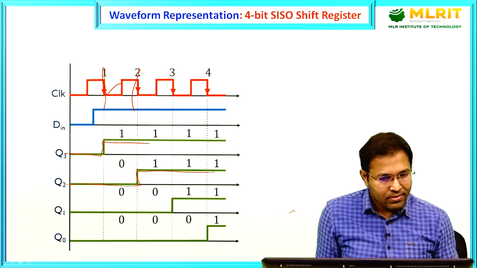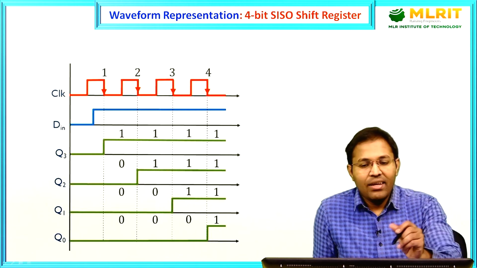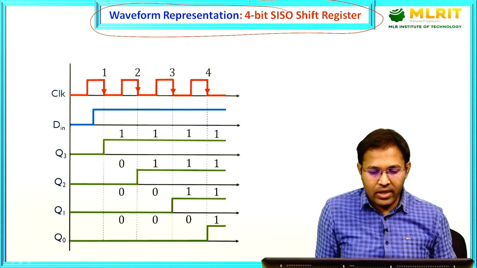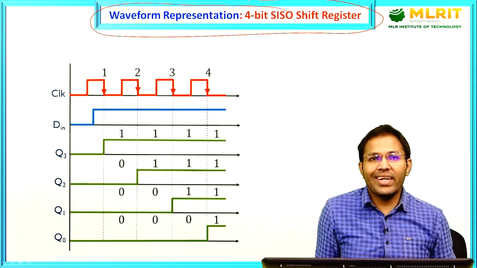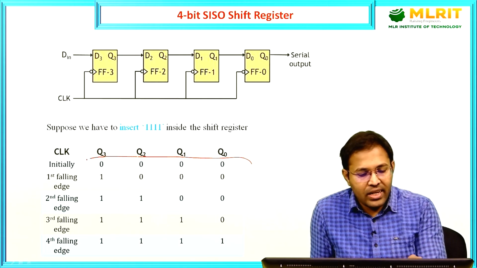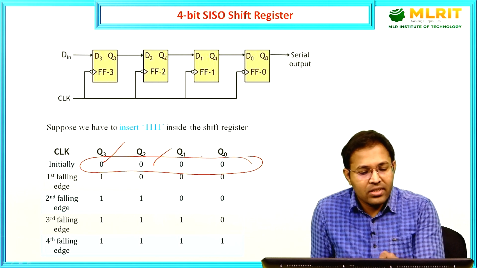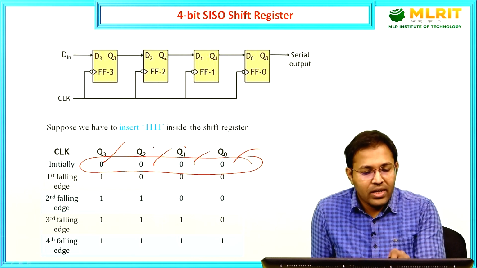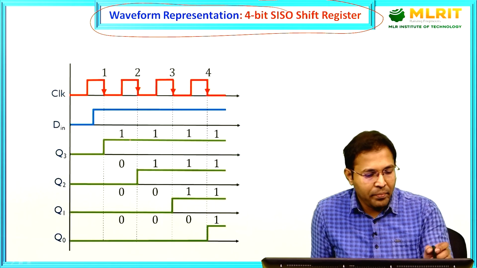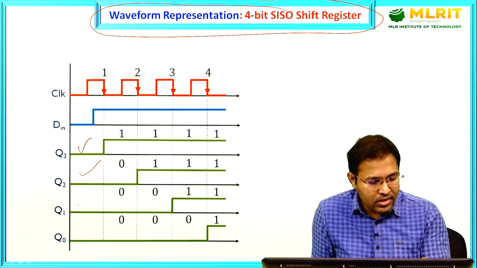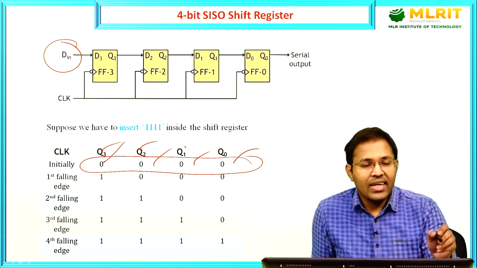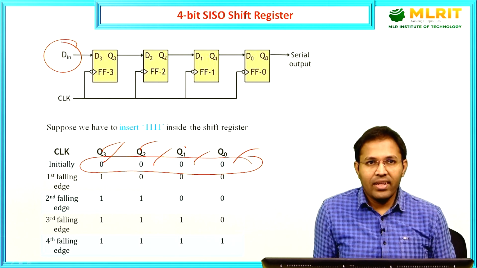Okay, now we can also have the waveform representation of the 4-bit SISO shift register. What you can do, just look at the table which we have seen in the previous slide. Initially Q0, Q1, Q2, Q3 all are zeros. Now the input we are giving here.